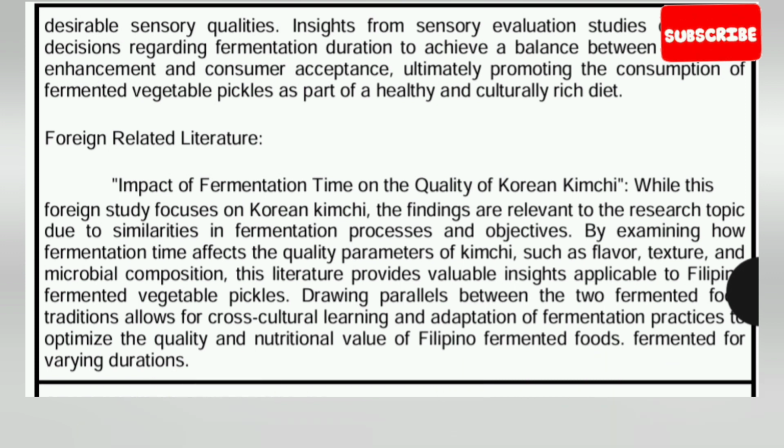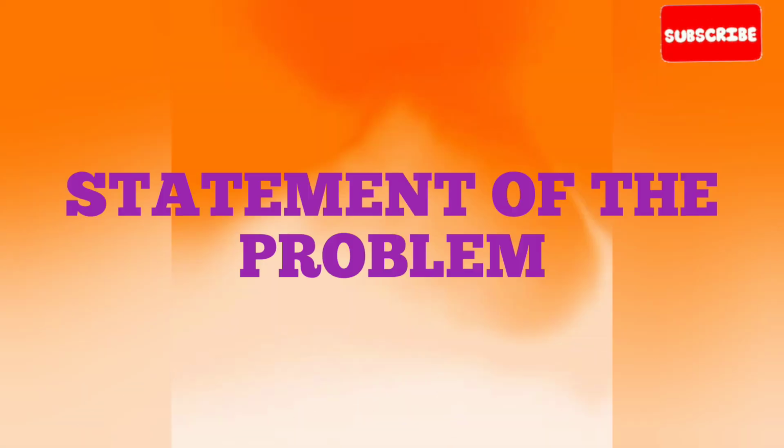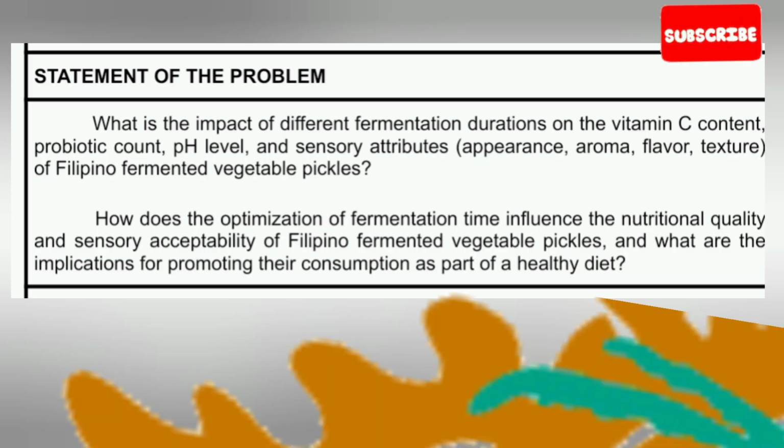By reviewing existing literature, we contextualize our study within the broader research landscape and identify gaps that our research aims to address. Let's move on to the statement of the problem, which identifies the key research questions or issues our study seeks to address. The statement of the problem articulates the research questions or objectives that our study seeks to answer. It clarifies the specific issues or phenomena under investigation, guiding our research process and analysis.